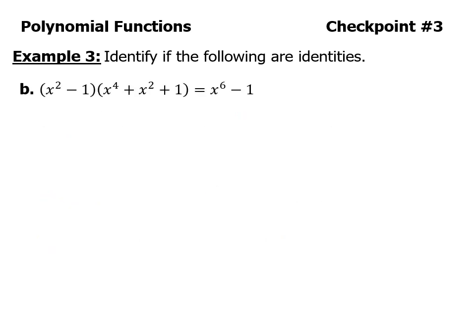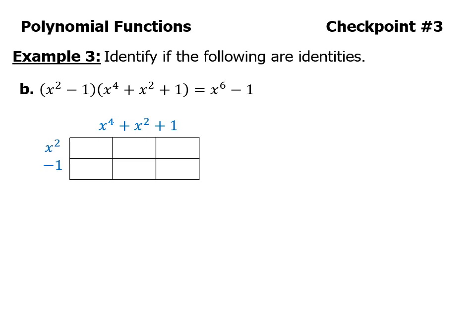Part B, do the same thing. So we need to check x squared minus 1 times x to the fourth plus x squared plus 1. Multiply those together and see if we get x to the sixth minus 1. So x squared times x to the fourth is x to the sixth. And then x squared times x squared is x to the fourth, and then we get 1x squared.